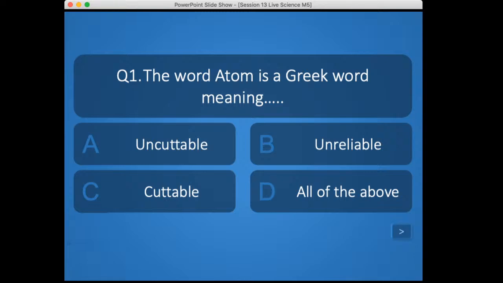The word atom is a Greek word meaning what? A. Uncuttable. B. Unreliable. C. Cuttable. D. All of the above. What's your answer? The correct answer is A. The word atom is a Greek word meaning uncuttable.